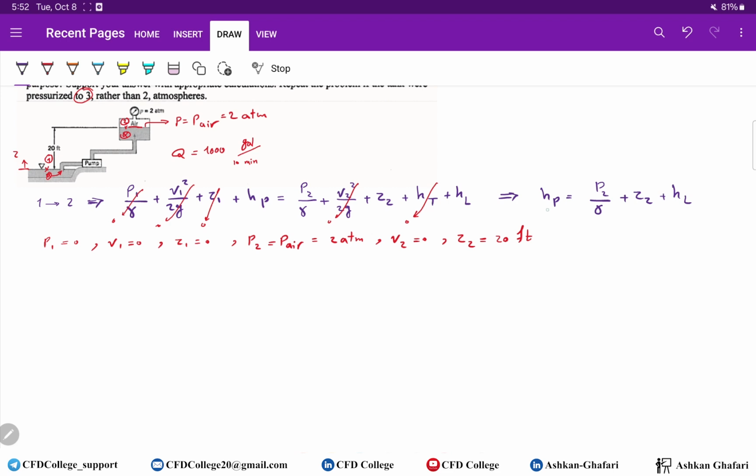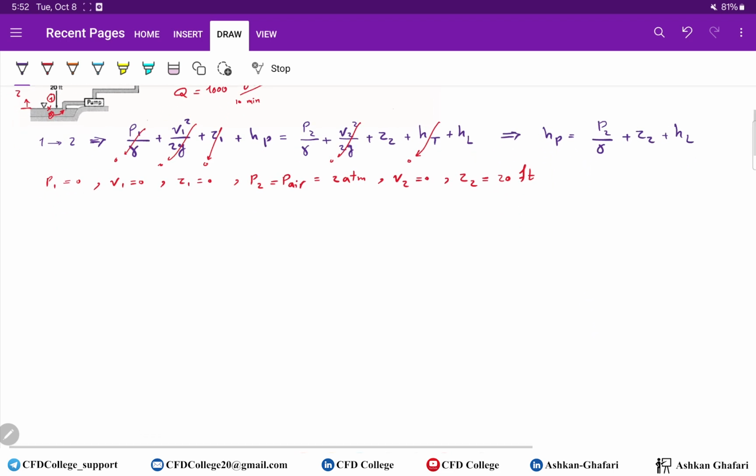First, we need to find HP, head of the pump. It doesn't matter whether we have a turbine or pump. HP, head, equals the W dot of the pump or turbine, here pump, divided by gamma Q. So the W dot is the net power.